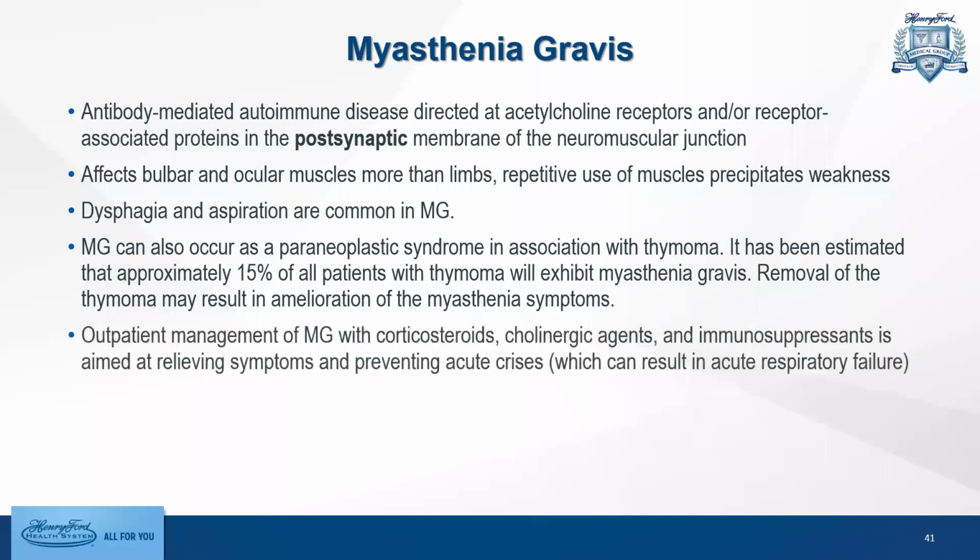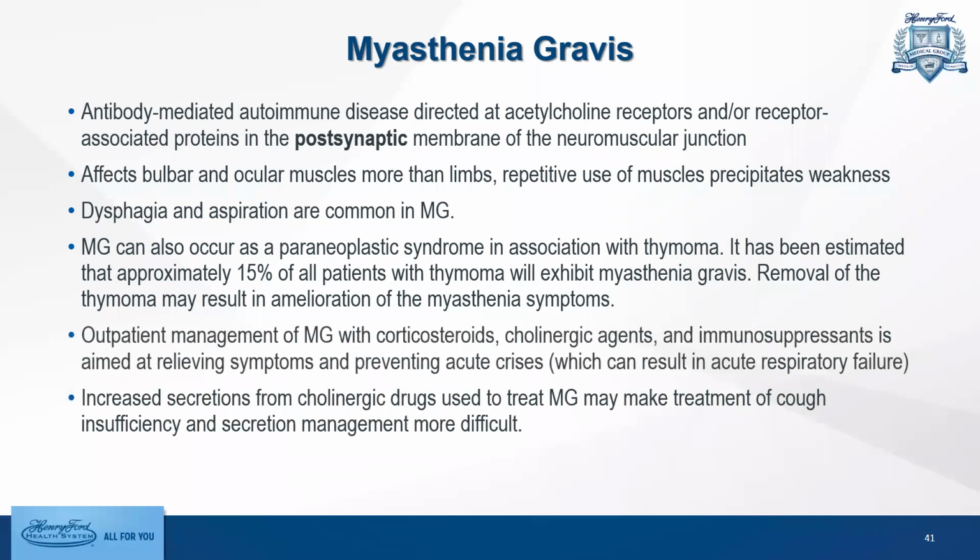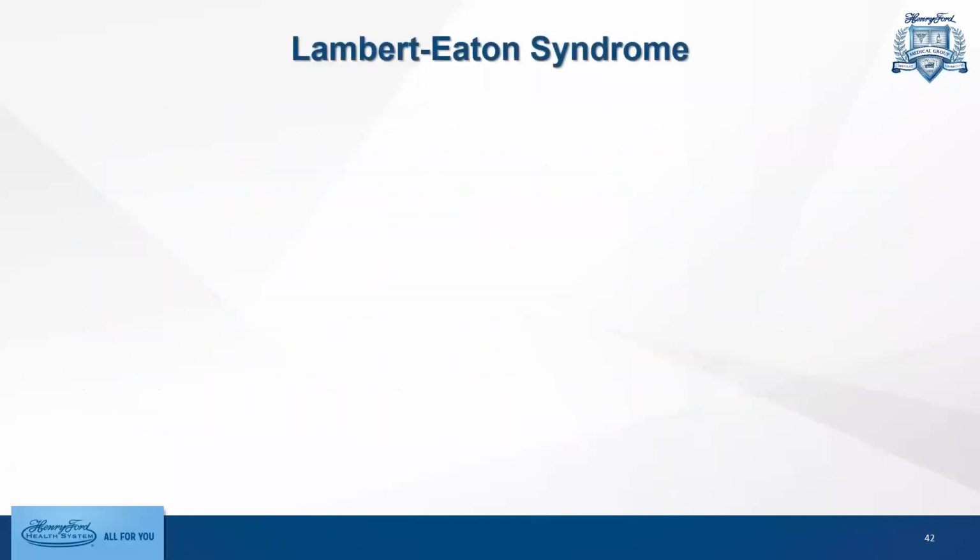Usually management is outpatient steroids, cholinergic agents like pyridostigmine, and immunosuppressants. And you're trying to prevent acute crises from happening. You're also going to have increased secretions from the cholinergic drugs, which make treatment of cough insufficiency a little bit difficult.